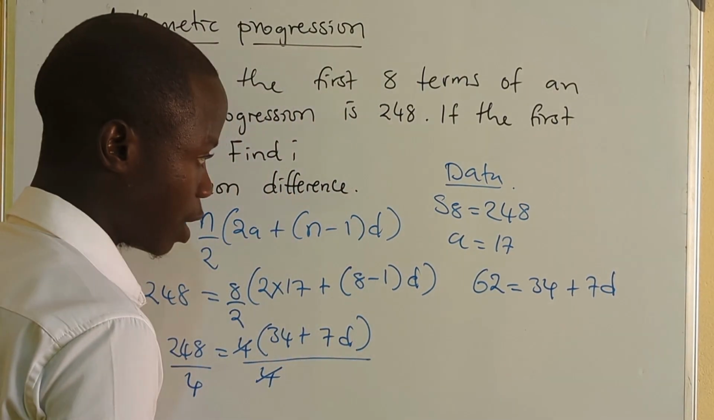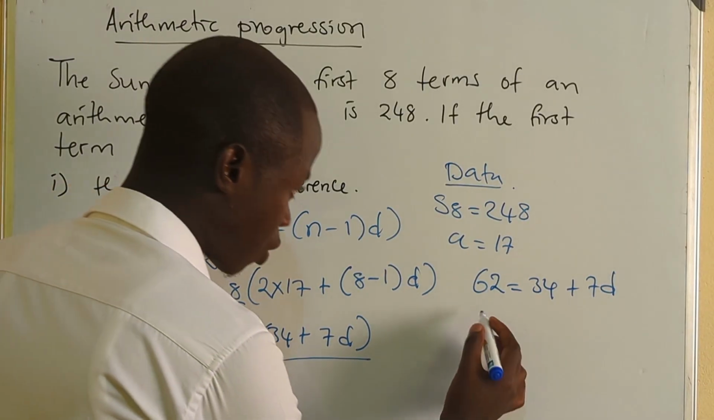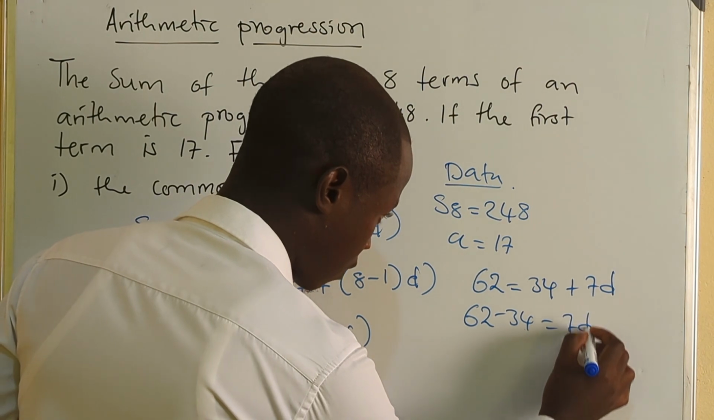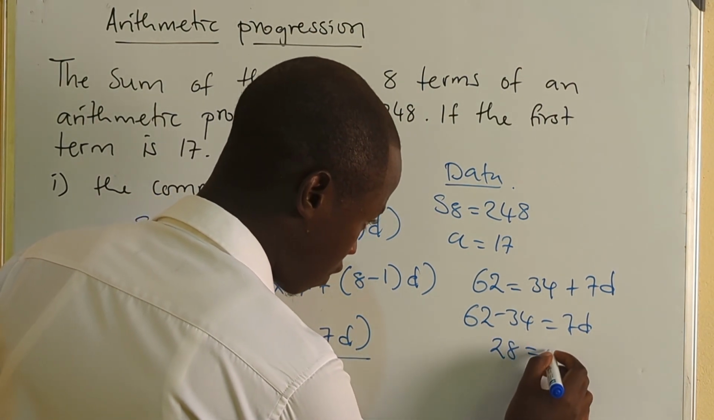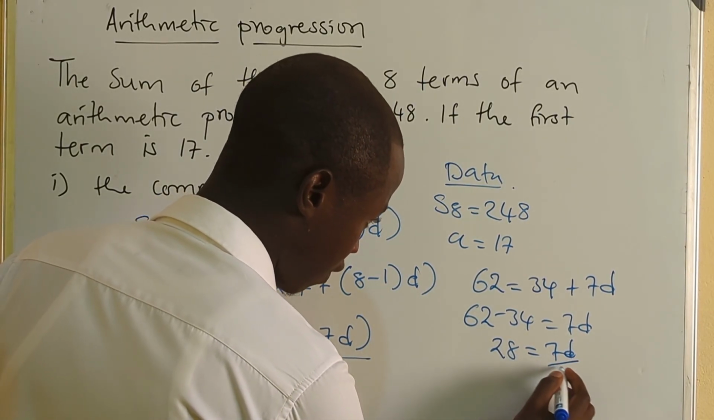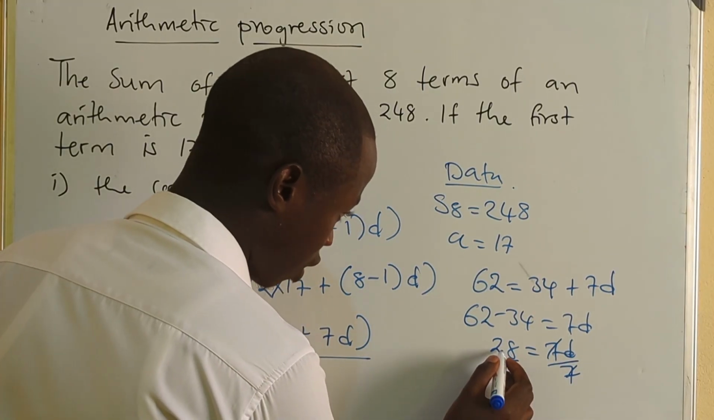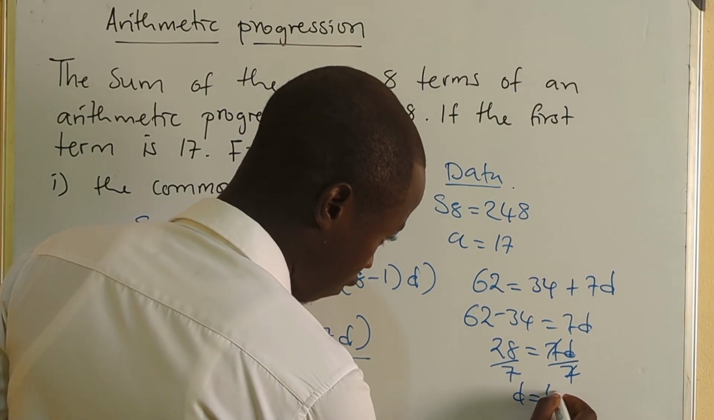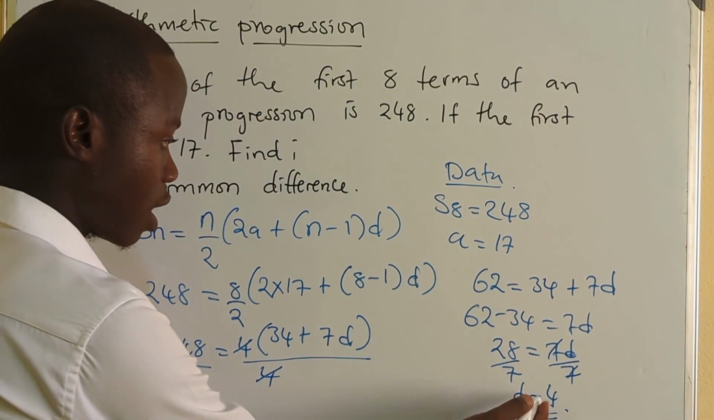Now to make d the subject of the formula, this 34 will cross the equal sign. As it crosses the equal sign, it becomes negative 34. So 62 minus 34, this is 28. So to make d the subject of the formula, we divide both sides by 7. So 7 into 28, this is 4. So the value for d, which is the common difference, it is 4.